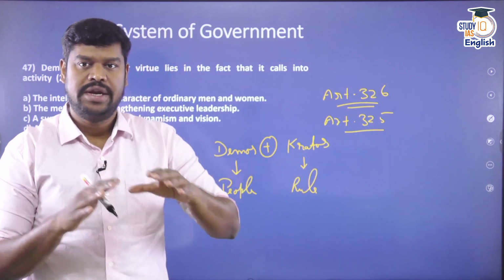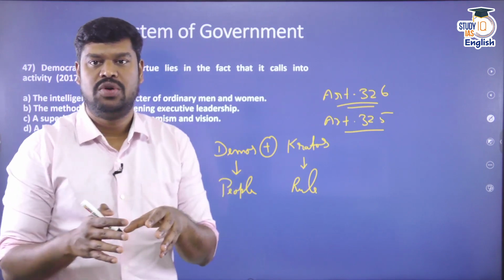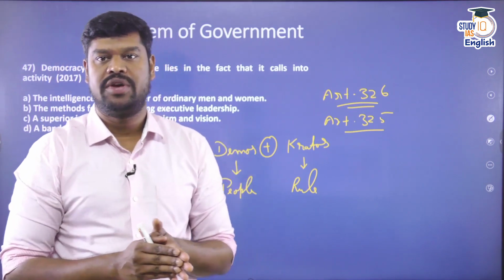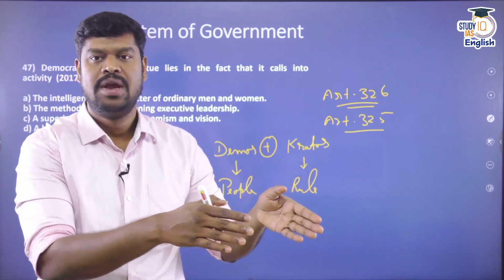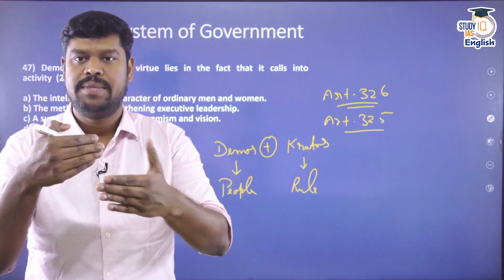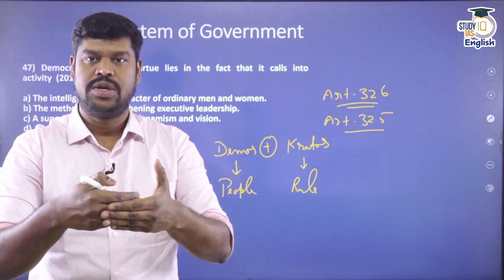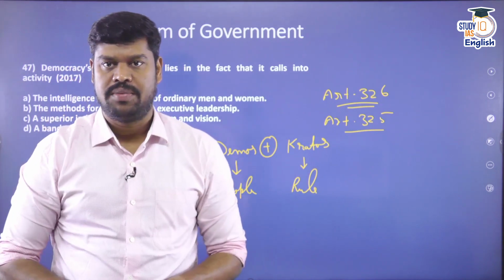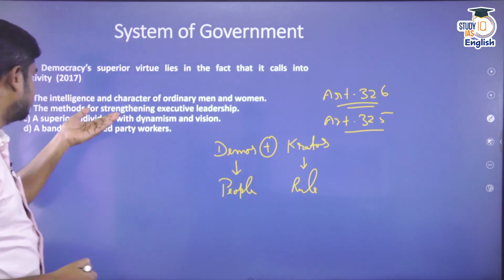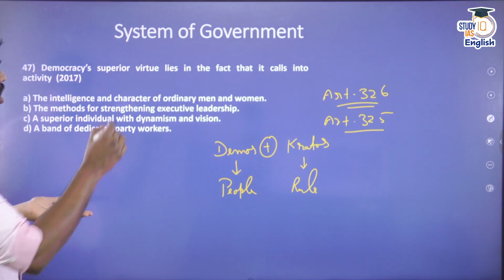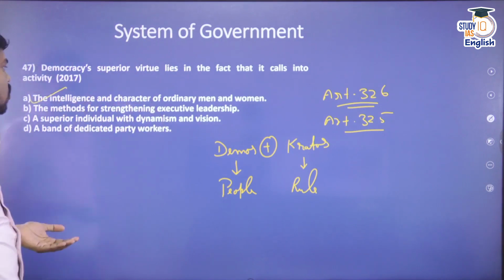That means look into this right to vote. This right to vote is not specifically given to anybody who has a specific educational qualification, or someone who is very rich, or someone who is paying much tax to the government. But it is given to every ordinary man and woman, and using this right to vote, they shall elect their government. So the very important virtue of parliamentary democracy is the intelligence and character of ordinary men and women. That is the most important virtue.